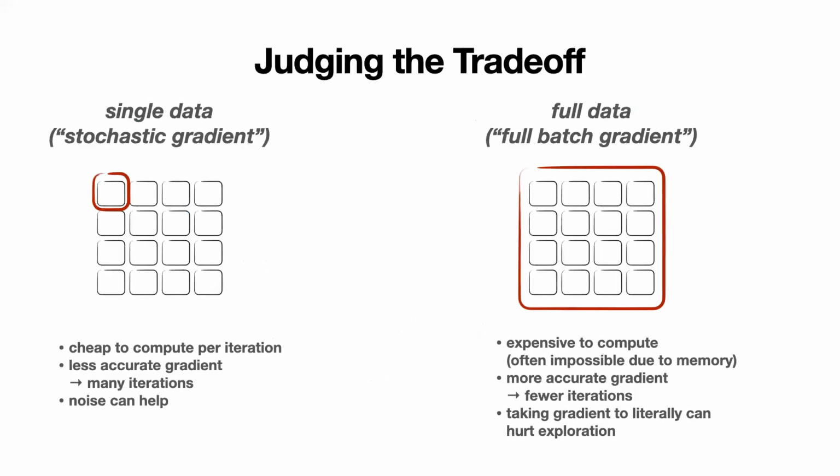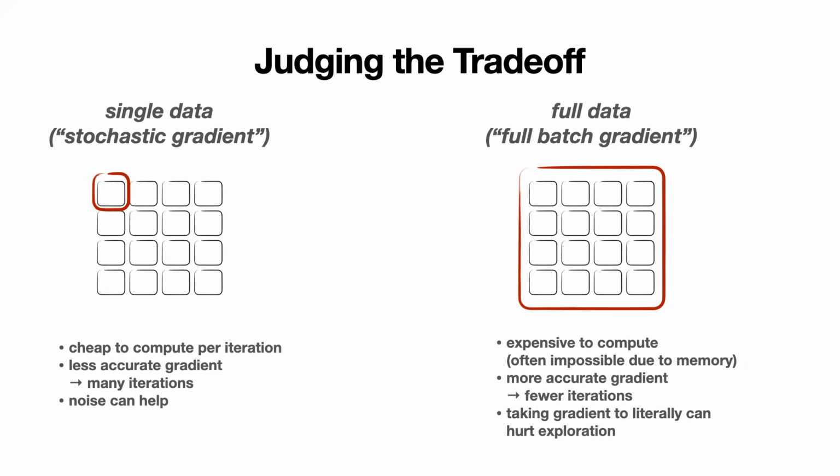Okay, so then we have basically a trade-off to do. We can use a single instance, which is the noisiest gradient we could ever have, or we have all the data in our training data set, which will give us the best gradient we could have. So now we are trading off. The single data is cheap to compute per iteration because we're only doing one forward pass. It gives us a much less accurate gradient, so we'll likely need more iterations, but we're also faster. We know that the noise can help, so that's great.